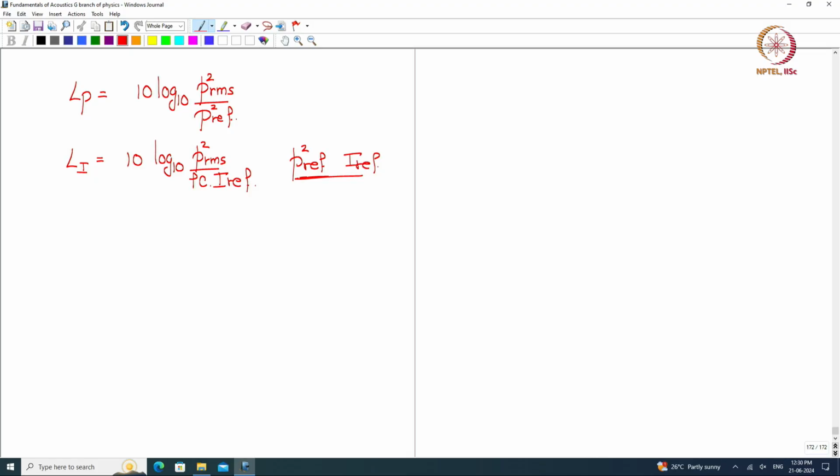We are looking at measures of sound, and we have presented sound pressure level, sound intensity level and sound power level, and we are now looking at relating the reference values if we take the measurement in the far field. So here is my sound pressure level LP, this is my sound intensity level LI, and P reference I have said is 20 micropascals.